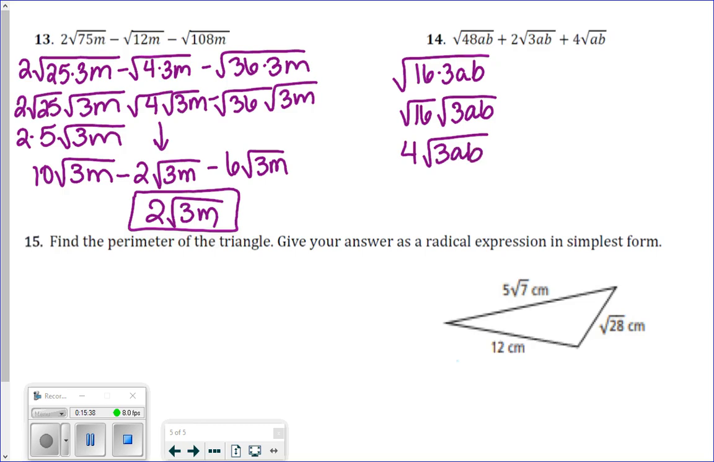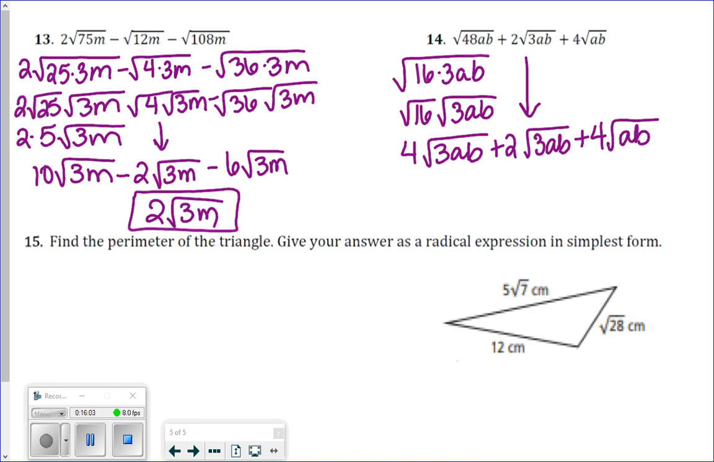In the middle, that's already simplified. 3AB is already as simplified as possible. I can't do anything with it. So I'm just going to leave this as 2 square root of 3AB. And the last one is also fully simplified, 4 square root of AB. Again, AB I can't do anything with, so this is just 4 square root of AB.